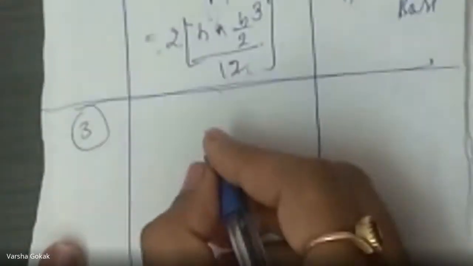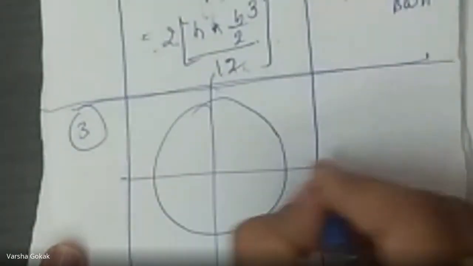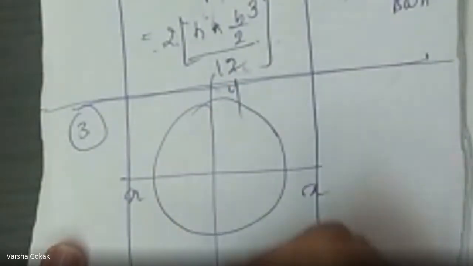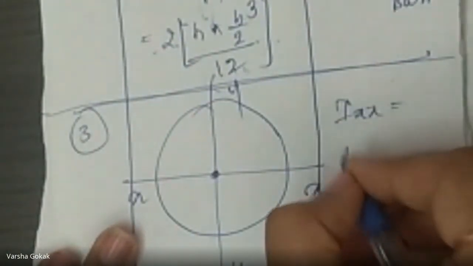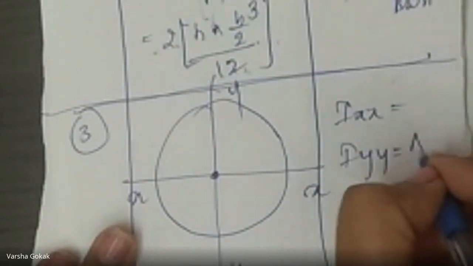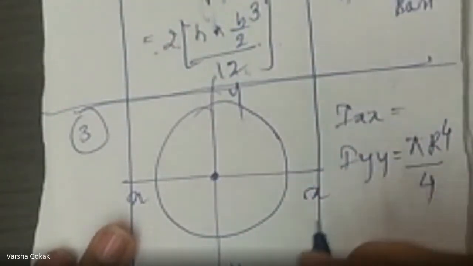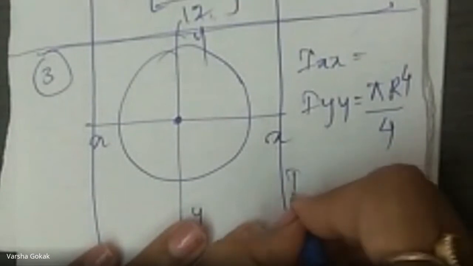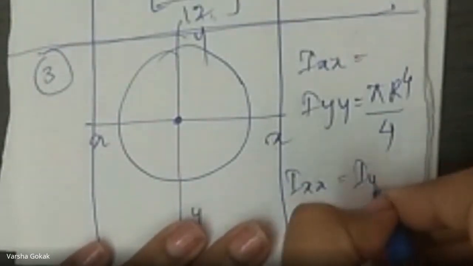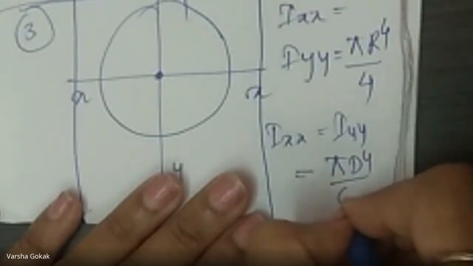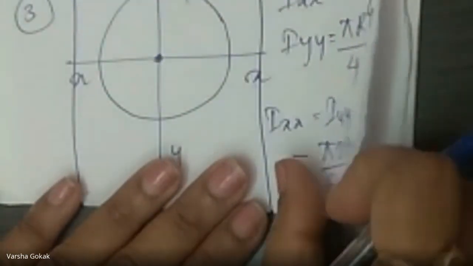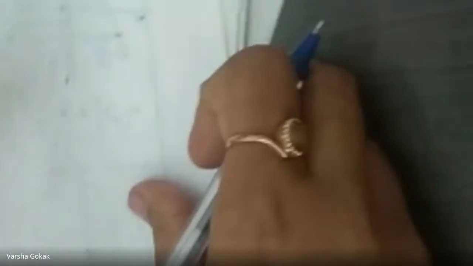Then third we did for a circle. This is the centroidal axis, XX and YY, centroid. So I got Ixx, which is going to be equal to Iyy, pi r raised to 4 by 4. Or Ixx, which is equal to Iyy, in terms of d would be pi d raised to 4 by 64. Correct? So this was for a circle. Then semicircle.